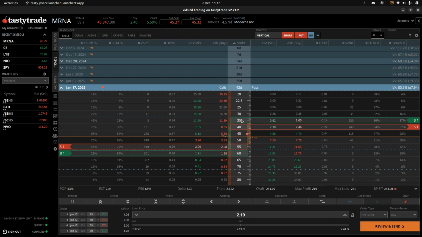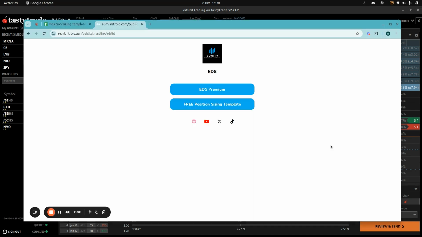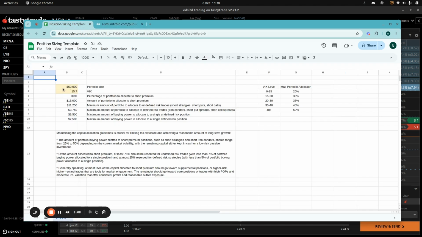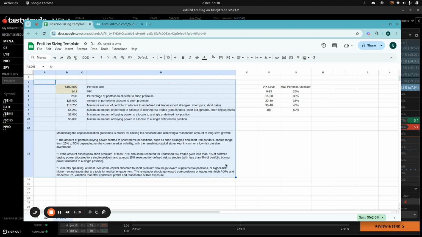If you want to know how much buying power you should be allocating to each position, we have got a free position sizing template that's available for everyone to use and get a copy of. Link is in the description. Just click on this button here. It will take you over to this template. The way it works is you enter in the size of your portfolio. Let's say you've got 100 grand, and then you enter in what the current VIX level is. Let's say if it's 14.2.